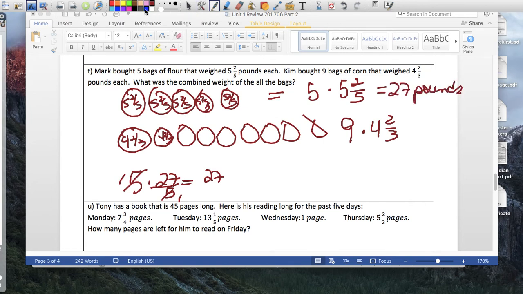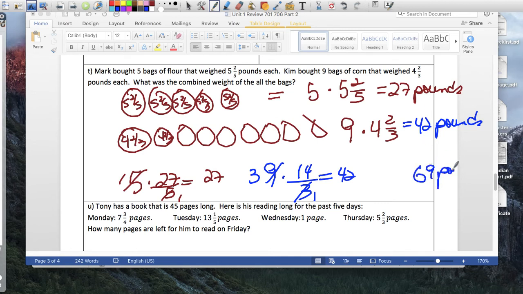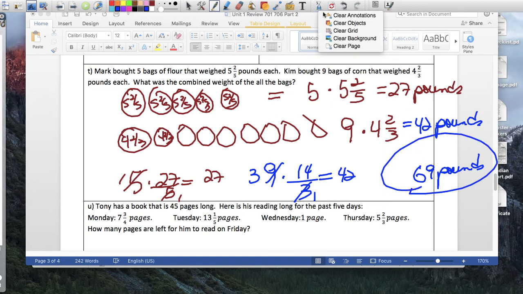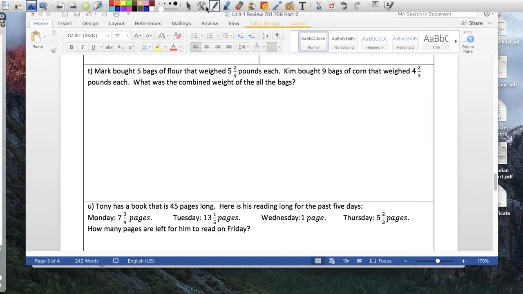Let me change color. Blue, the 9 bags. So it's 9 bags times 3 times 4 is 12, plus 2 is 14/3. If you multiply, this becomes 1, this becomes 3, and 3 times 14 is 42. So all that equals 42 pounds. Since I want to add those two, I add 27 plus 42, and I get 69 pounds in total.